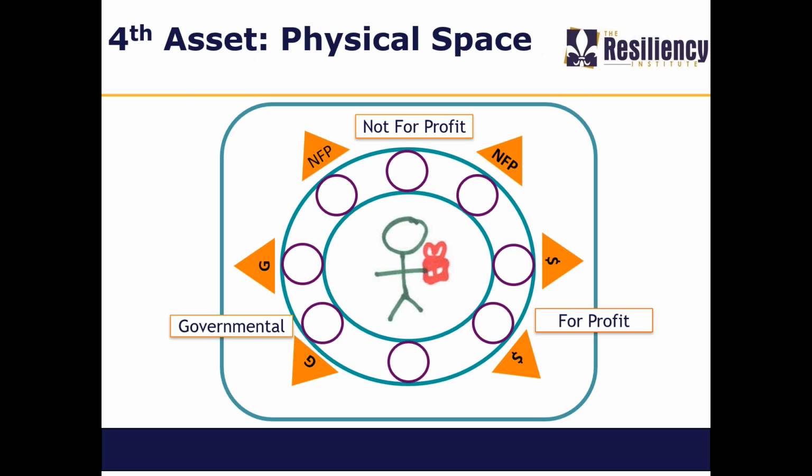Let's look at the fourth asset, which is physical space. Physical space is literally buildings and land. If you look at your school in your community, it's sitting on something, right? Look at the land around that school or the school itself. Or if you look at your faith-based organization or your nonprofit, is there some physical asset, space, or land that can be utilized in a different way?